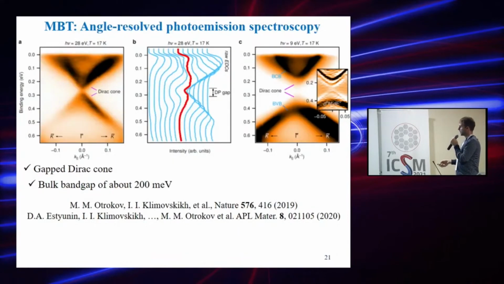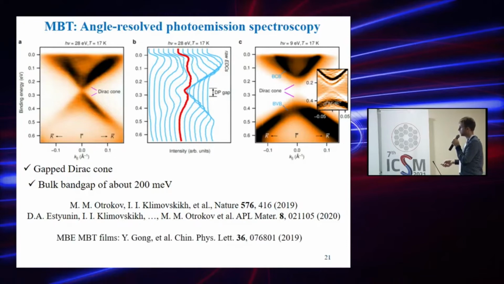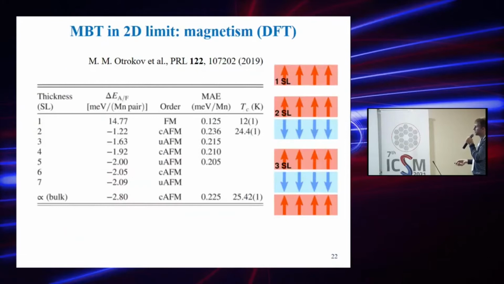Of course, our colleagues have then synthesized the single crystals, and they were thoroughly characterized. Vladislav told us already a lot about this, about electronic properties and magnetic properties. Basically, a lot of things have been confirmed in the experiment. Therefore, I proceed with the theory. Let's go into the two-dimensional limit and consider first the magnetism and then topology.